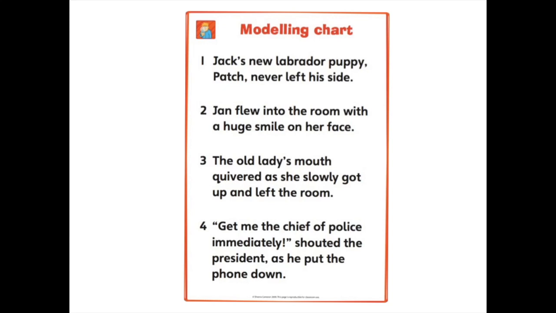So in the first sentence, Jack's new Labrador puppy, Patch, never left his side. Well, what could we infer from that? We could probably infer that Jack's new Labrador puppy really, really loves Jack. The clue that the writer has left us to tell us is that he never left his side. Because if a puppy doesn't like you, it's probably not going to stay by your side all the time. And we know that, so the writer doesn't actually have to tell us. We can just figure it out on our own.